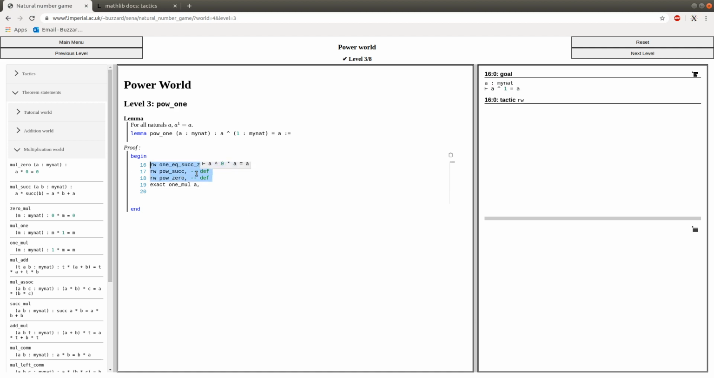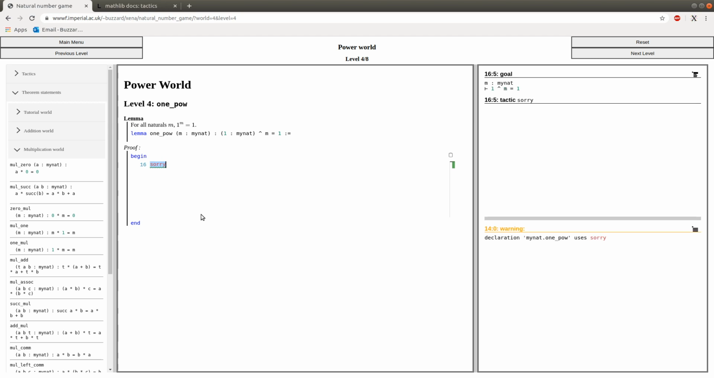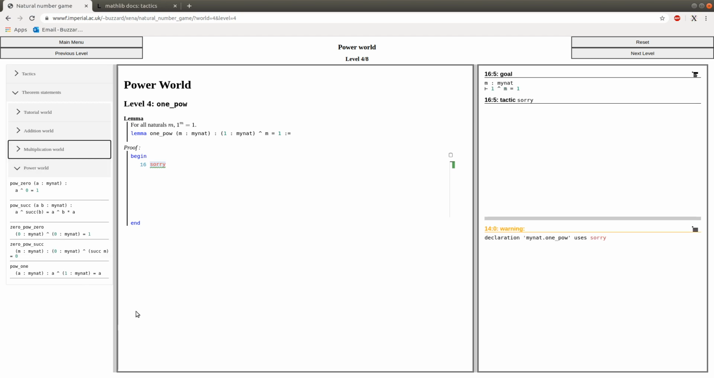And now I can delete all those because they're true by definition. So there you go. The proof that a to the power 1 is A is one mul A. Isn't life great? Now what? 1 to the power m is 1. Oh, I see. We don't have any lemmas about raising things to a general power m. So this one we definitely have to do by induction.